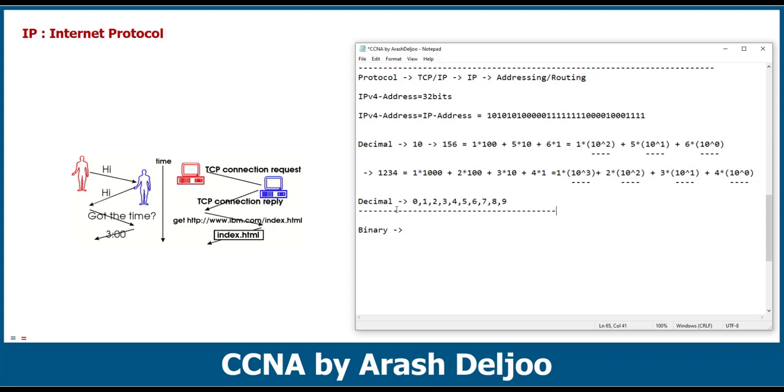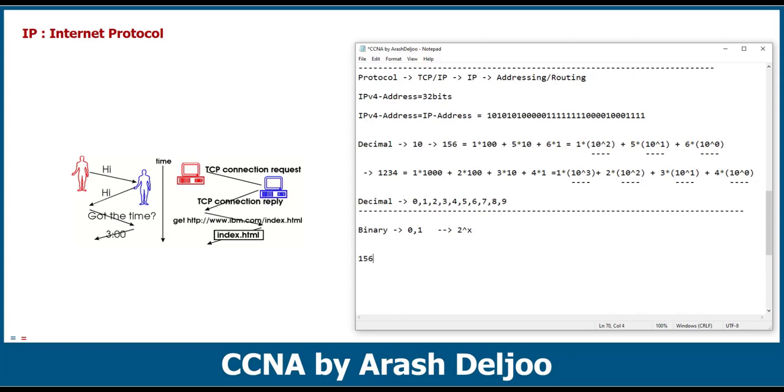But here we have another basis, for IP addressing. We call it binary. In binary, we have only 0 and 1. And when you say that I am using the binary basis, this means that you are talking about the basis of 2, 2 to the power of something. Let me give you one example for better understanding.